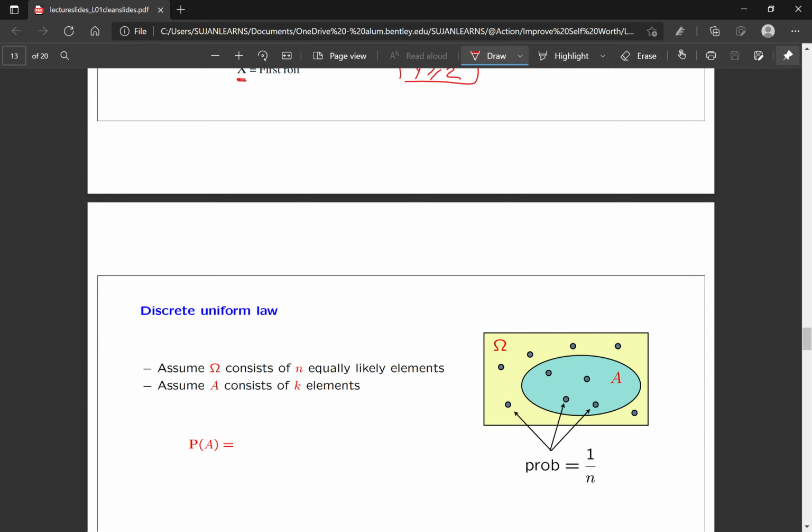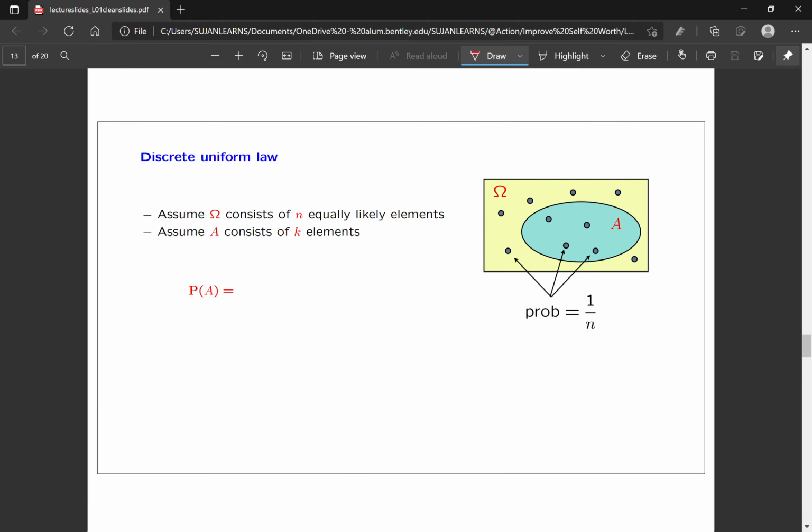Moving on to the next slide, we'll now talk about discrete uniform law. The example we saw earlier was an example of discrete uniform law. To explain discrete uniform law, let's assume that we have a finite sample space and it has n elements. And these n elements are equally likely.